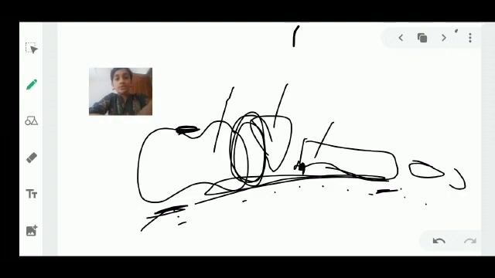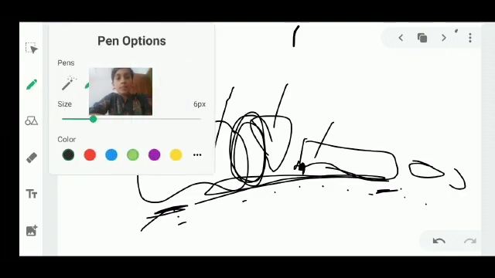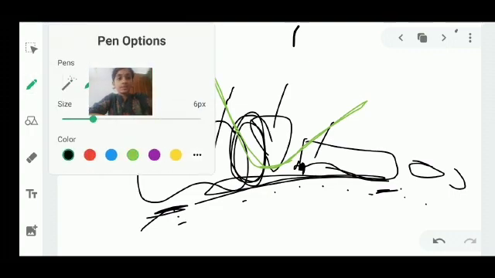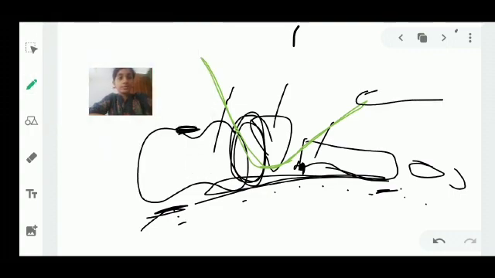Its course is very interesting. It passes from above, grooves the cuboid, and is inserted into the base of the first metatarsal. Suppose this is the first metatarsal. This is the course of the peroneus longus. It grooves the cuboid and travels to the medial side and is inserted into the base of the first metatarsal, and it has a pulley-like action from above, and it supports the calcaneocuboid joint and the lateral longitudinal arch.